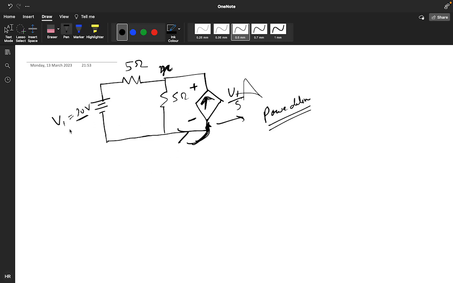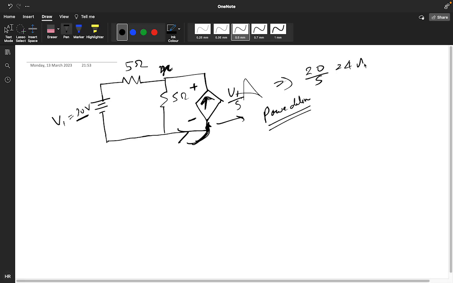And what is the current? So current will become how much? Because V1 value they have directly given, so it will be 20 by 5, means 4 ampere current is flowing in this. 4 ampere current is flowing in this. So what will you get? If you apply the nodal analysis, you assume I1 here and I2 here. So the nodal analysis: 4 ampere equals I1 plus I2, and this is your reference.